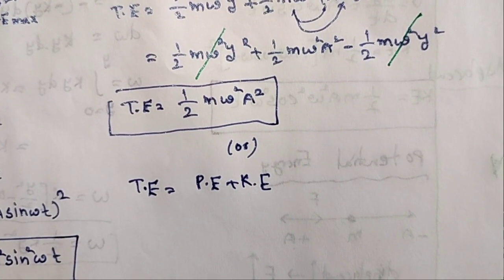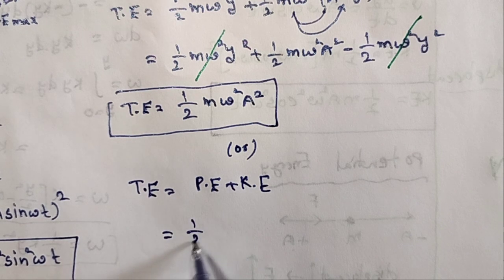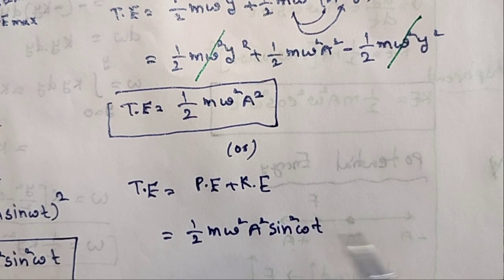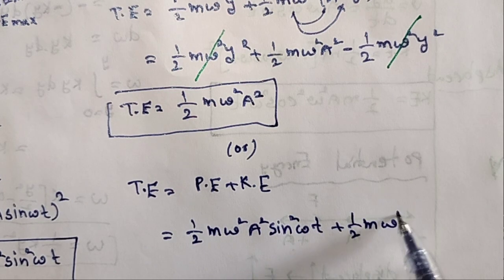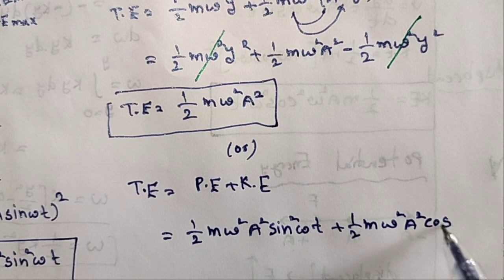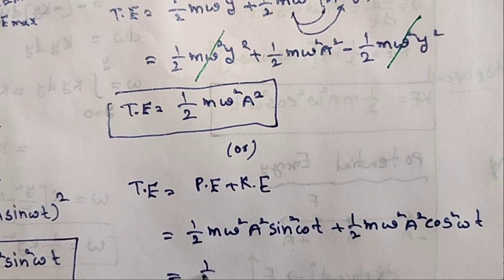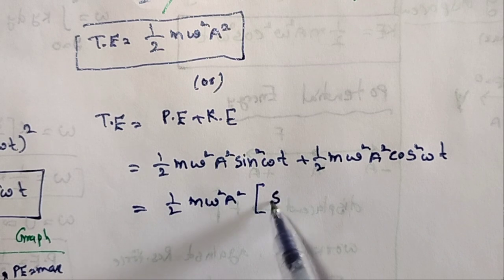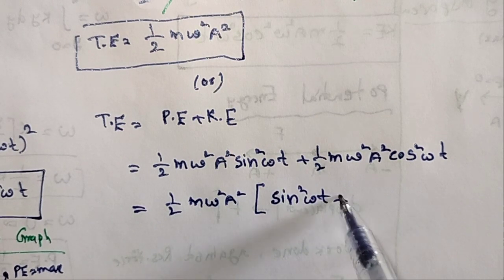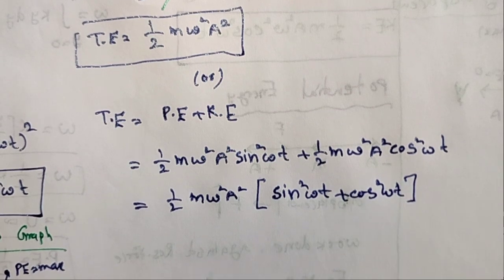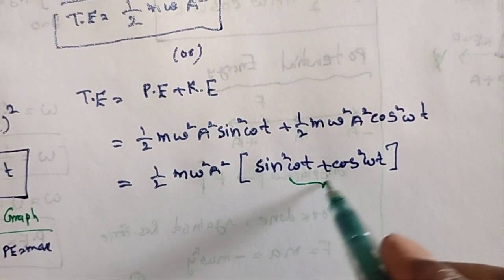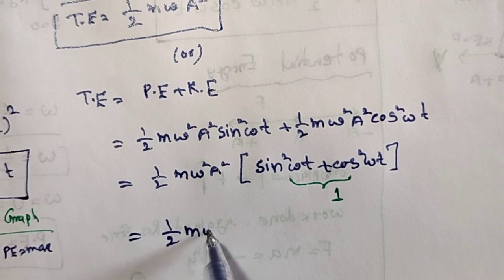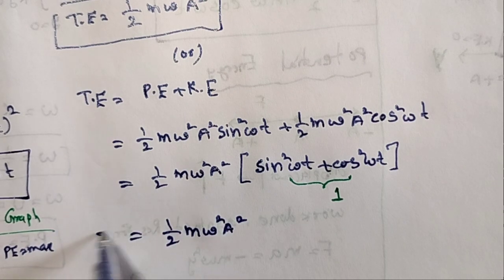So another one with respect to sin and cos omega t: 1 by 2 m omega square a square sin square omega t plus 1 by 2 m omega square a square cos square omega t. So that is 1 by 2 m omega square a square common, sin square omega t plus cos square omega t. We know very well that sin square omega t plus cos square omega t is equal to 1. Therefore 1 by 2 m omega square a square. This is the total energy.